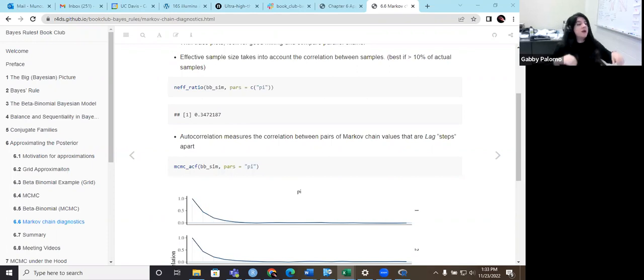Sometimes, let's say you're estimating two parameters, and this was a linear regression. So you will have the beta zero and the beta one, right? So maybe the beta zero is going to have 1,000 effective sample size, and then the beta one is going to be 200. Then that means you didn't get convergence just for that one parameter, so you need to rerun things. I remember someone told me more than 1,000, but I like this, that it's best if it's more than 10% of the actual samples.